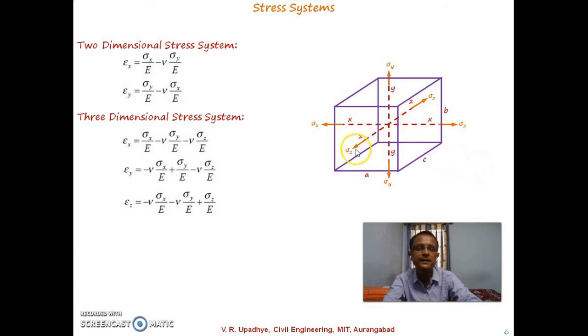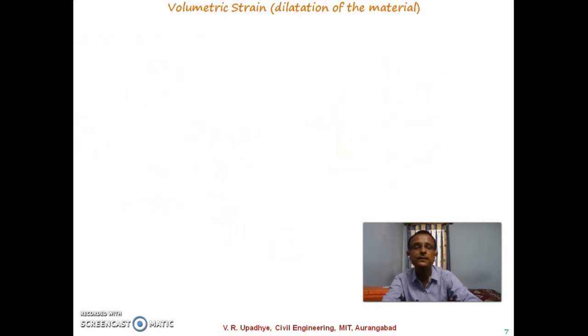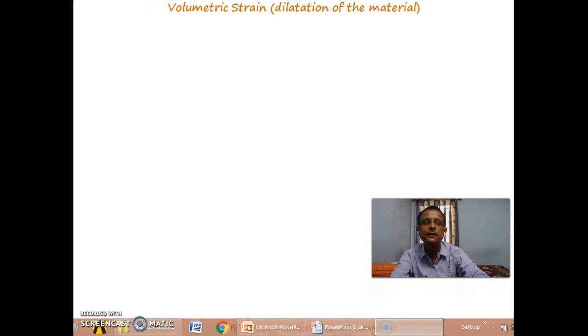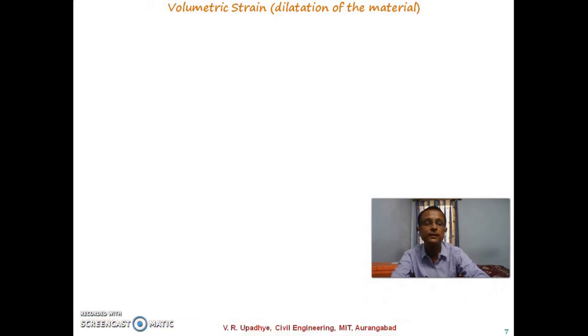So if we are considering the z-axis, due to sigma z there will be longitudinal strain, and due to sigma y and sigma x there will be lateral strain. So like this the equations will be for a three-dimensional stress system. Further, what we will discuss is the change in volume.